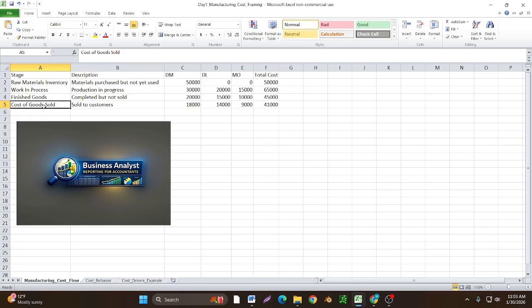If you look at the numbers, you'll see total costs moving from stage to stage. As a cost analyst, one of your key jobs is monitoring these flows. For example, if WIP is increasing faster than production is finishing, that could signal a bottleneck in the factory.